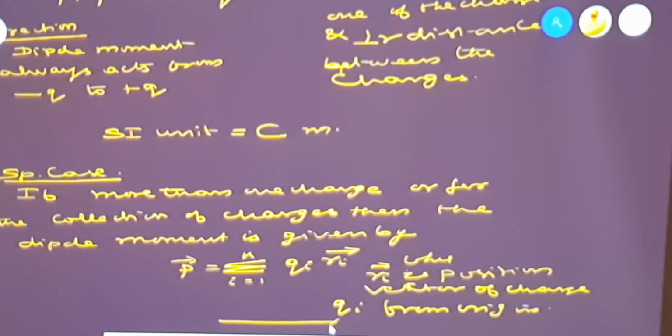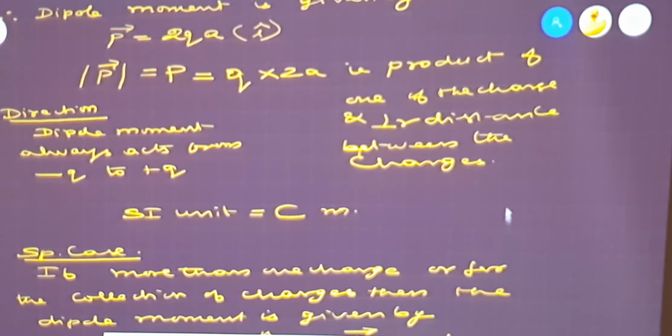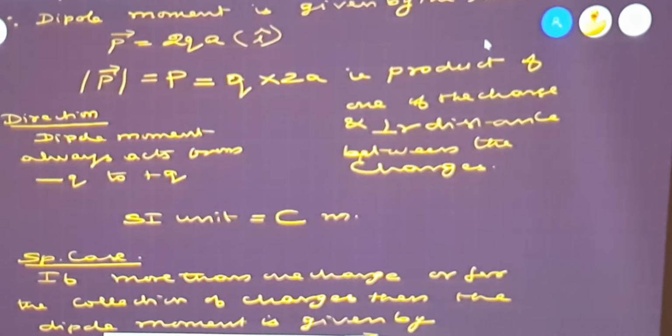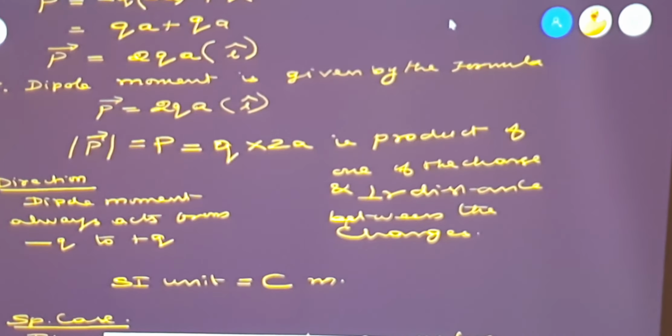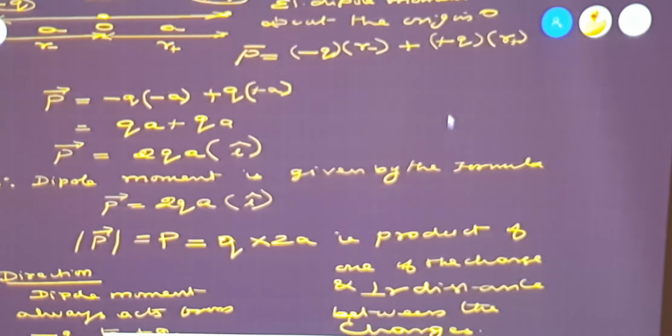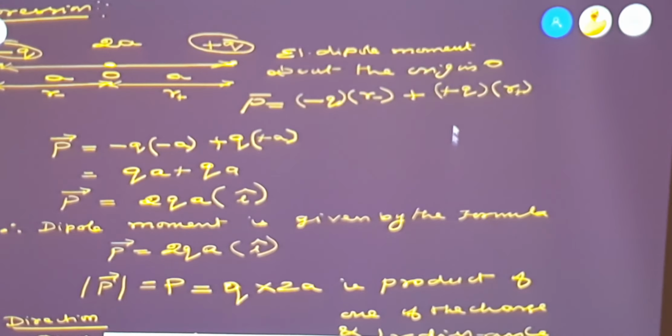Clear? It's very important, a 3-mark question. If it is asked as a 2-mark question, just the definition alone will be asked. If it is asked as a 3-mark question, explanation will also be asked. Okay? Clear? See, again, let us recall what you have studied.